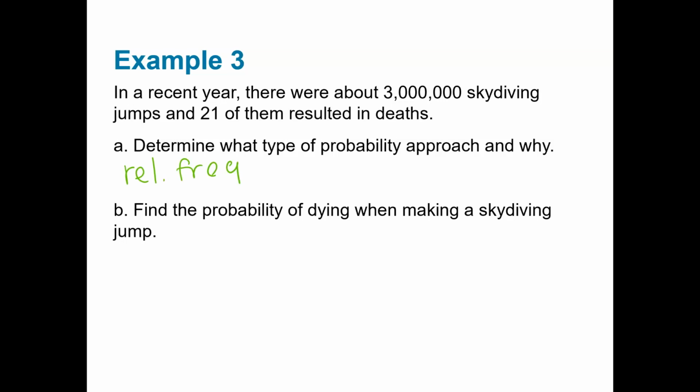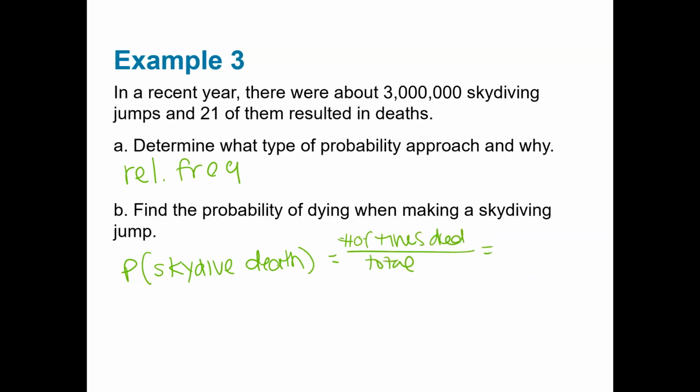So to find the relative frequency, we would say, okay, the probability of skydive death, lovely, right, is the number of times it happened over the total that they determined. So that would be 21 over that 3 million. And so the probability of a skydive death is, let me get all the zeros, 1, 2, 3, 4, 5, 2, 3, 4, 5. That is the probability of dying from a skydive jump.